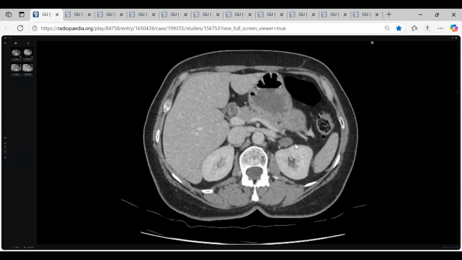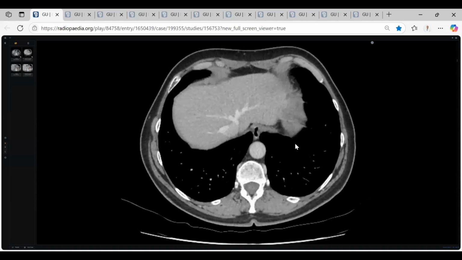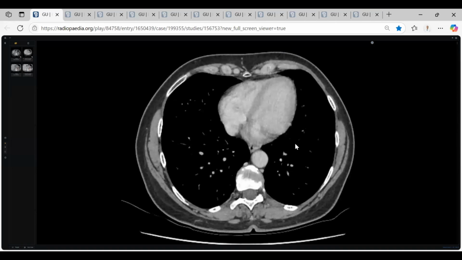No liver or spleen metastasis. And you didn't ask me, doctor. I wanted to change to the lung window to rule out lung metastasis. Thank you, doctor. You did very well. Thank you, sir.